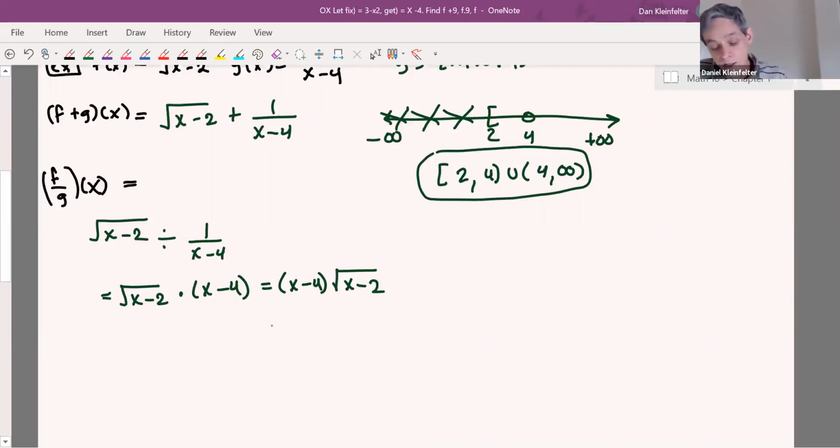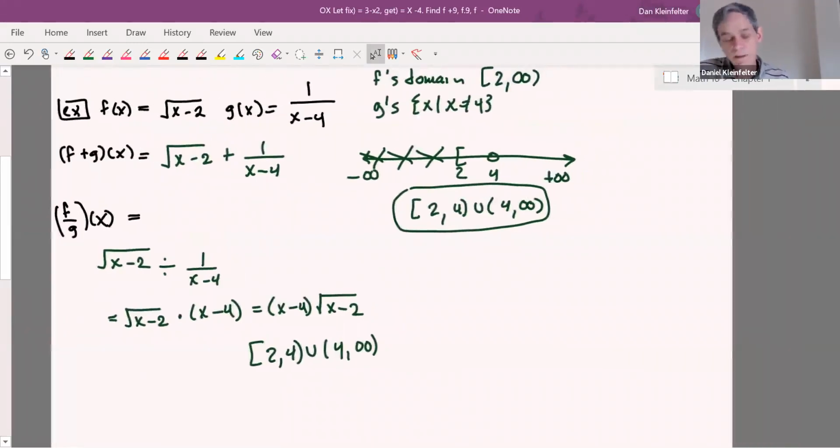And so the domain here is going to still be from 2 to 4 and then 4 to infinity, not including the 4. All right, so this has been a quick look at how to combine functions using addition, subtraction, multiplication, and division. We're going to go on to looking at function composition next.